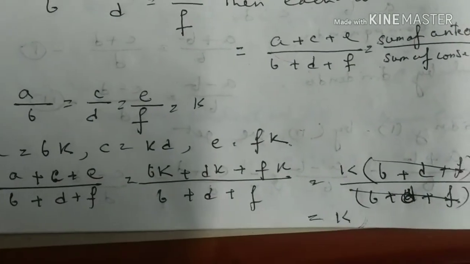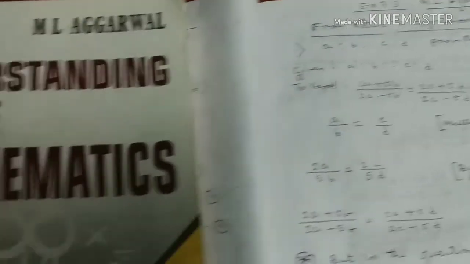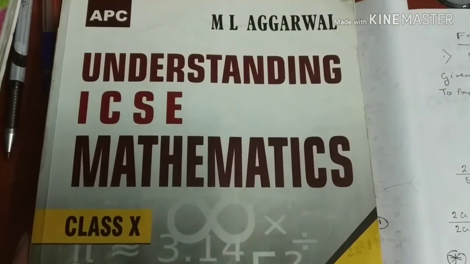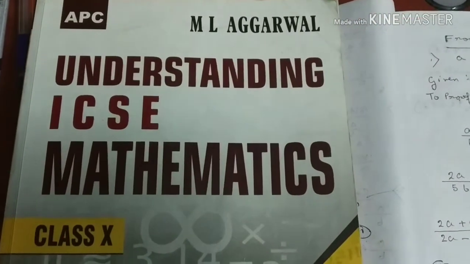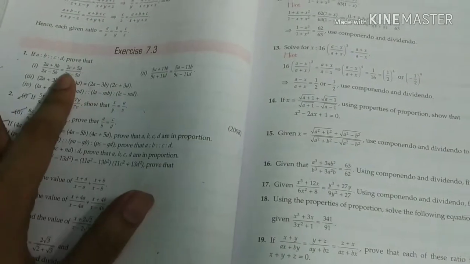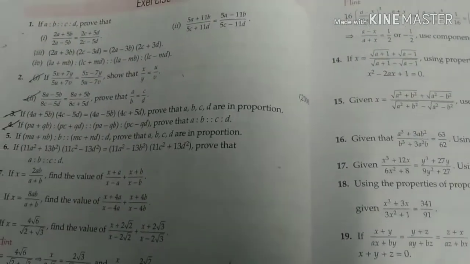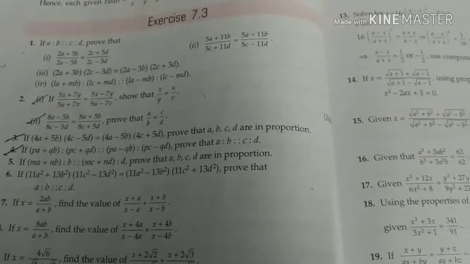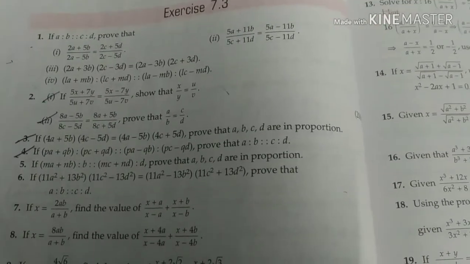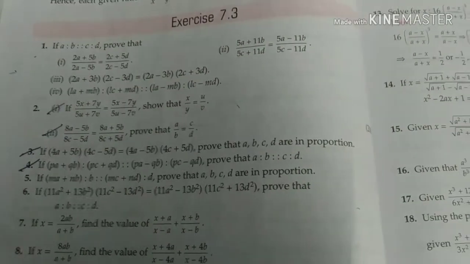Now let us proceed with the sums. For doing sums, I have taken the help of the book M.L. Agarwal's Understanding ICSE Mathematics, Class 10, APC Publishers. Exercise 7.3 is what we are going to do. We are going to do a few sums from here so that it becomes clear to you, and you'll be able to do the sums after watching this video. You will not have any problem, and if you do, then mention it in the comment section, and we will come up with videos on those problems too.